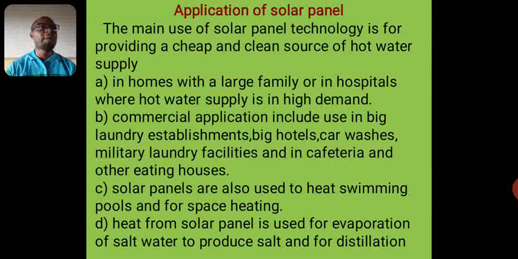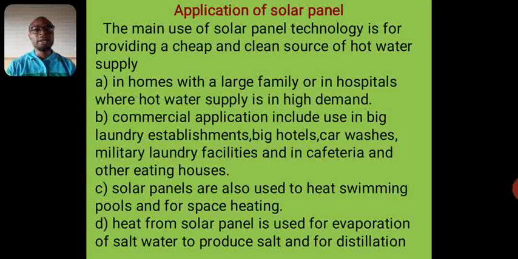The next heading we have there is application of solar panel. Where can we use this solar panel? The first thing here is that the main use of solar panel technology is for providing a cheap and clean source of hot water supply. And when you have this, you can now use this in homes with a large family or in hospitals where hot water supply is in high demand.